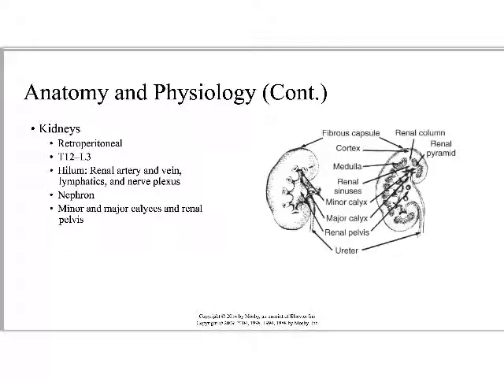We also have renal artery, vein, all sorts of lymphatics, and nerve plexuses. Again, the nephron is that functional unit. I've discussed it in some detail, and I think that's all we really need to know in terms of both anatomy and physiology here.